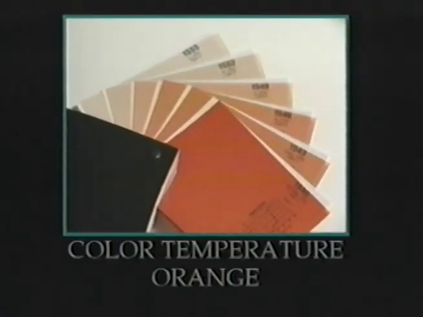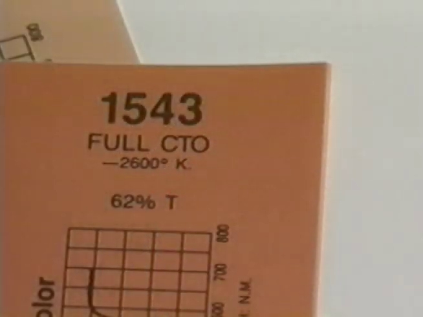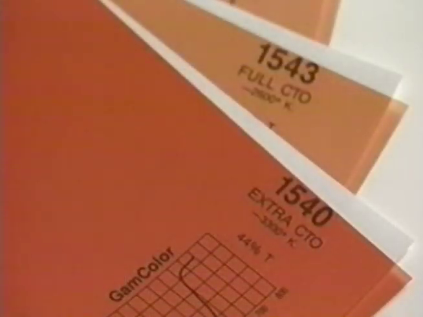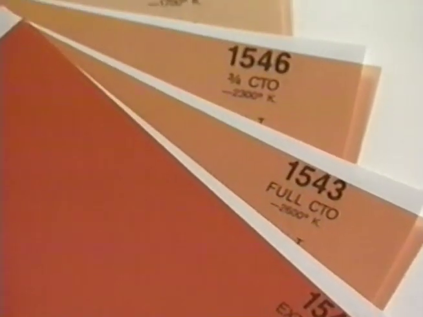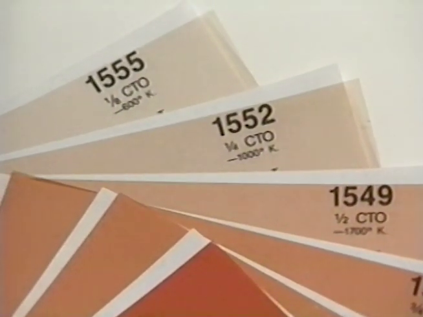CTO, or color temperature orange, is a color correction gel designed to shift the color temperature of the original light source toward the color and spectral distribution of tungsten light. In theory, a single layer of full CTO gel placed in a daylight source, such as a window at midday, will reduce the Kelvin temperature of the daylight by approximately 2600 degrees and convert the color of daylight to match the tungsten lighting. CTO gels are available in levels of correction of extra CTO, full CTO, 3/4, 1/2, 1/4, and 1/8 CTO.